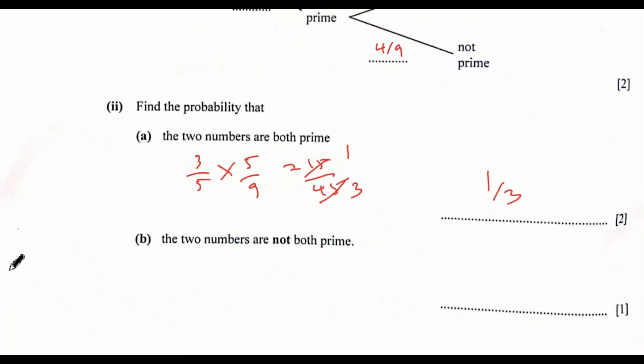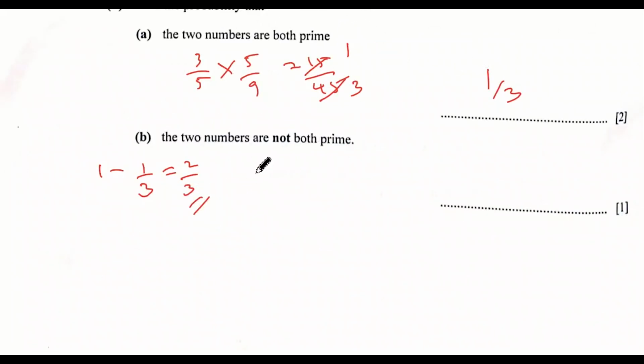The two numbers are not both prime. Here you can directly get it from the answer you have here. That will be 1 minus the probability that they are both prime, that is 1 out of 3, and that will give you 2 out of 3, as we only have 2 events there.